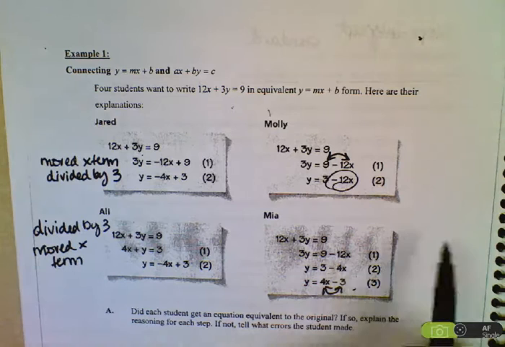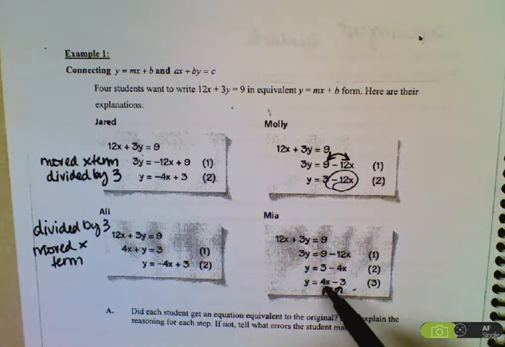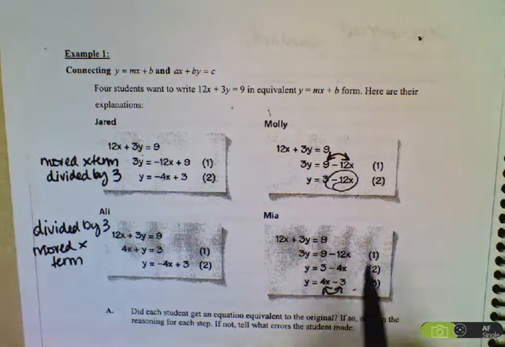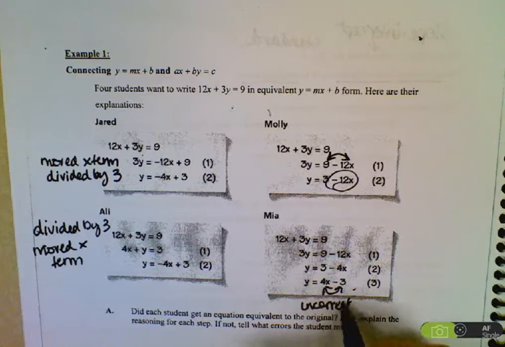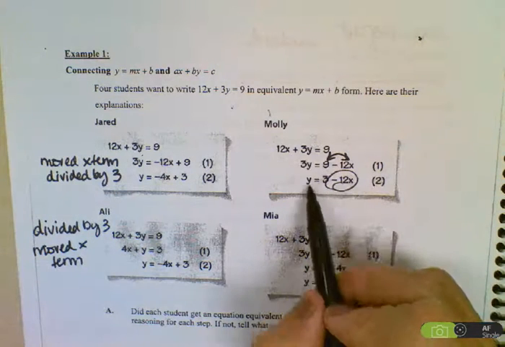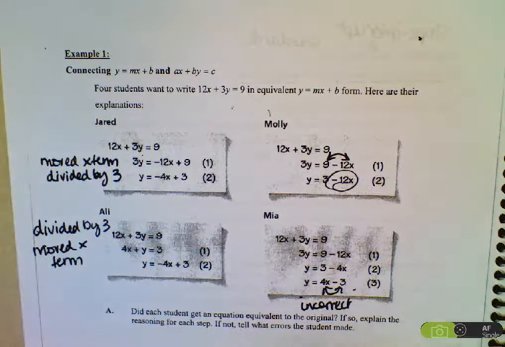The problem I have with that is that that used to be a negative 4x, and she turned it into a positive 4x. And that was a positive 3, and now it's a negative 3. And the only time you can do that is when you move it to the other side of the equation, which she didn't do. So this one's going to have sign issues, right? So that one's going to be incorrect. Also, Molly had a problem here because she divided 3y by 3 and 9 by 3, but she forgot to divide negative 12x by 3.